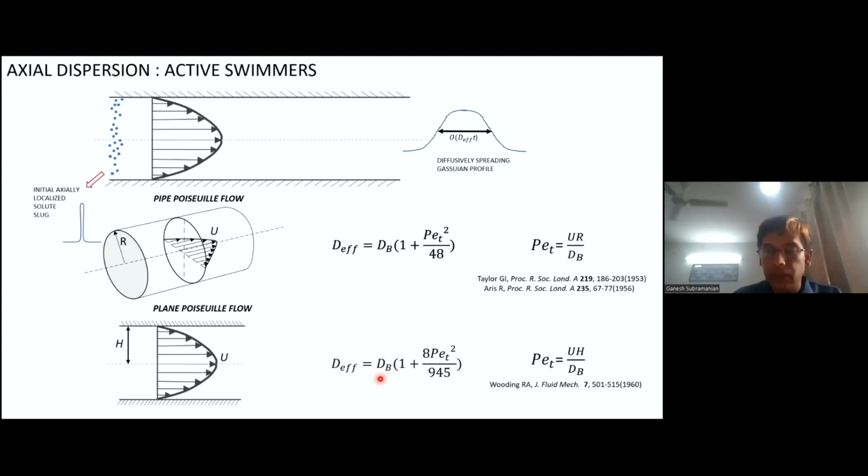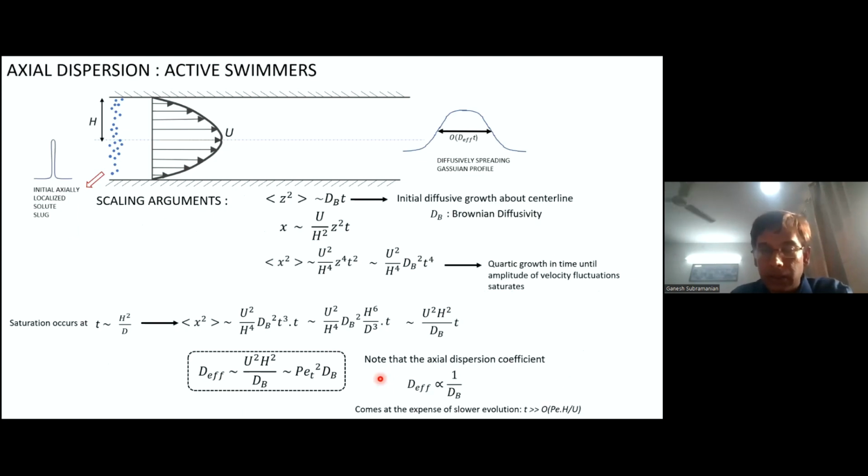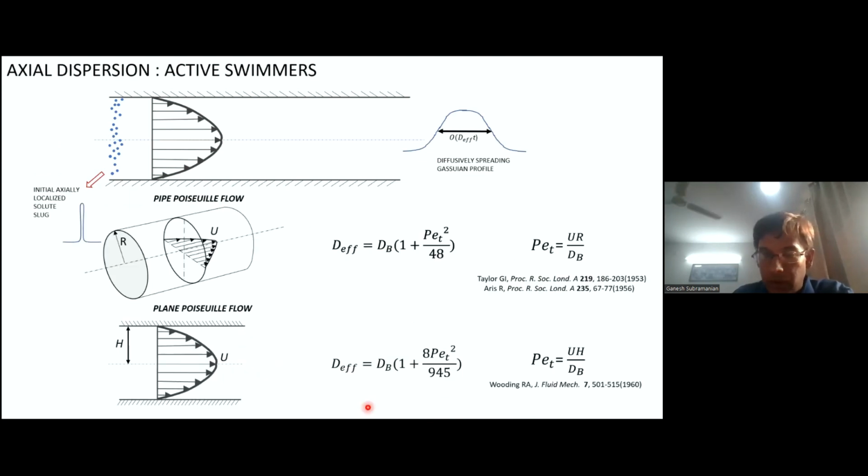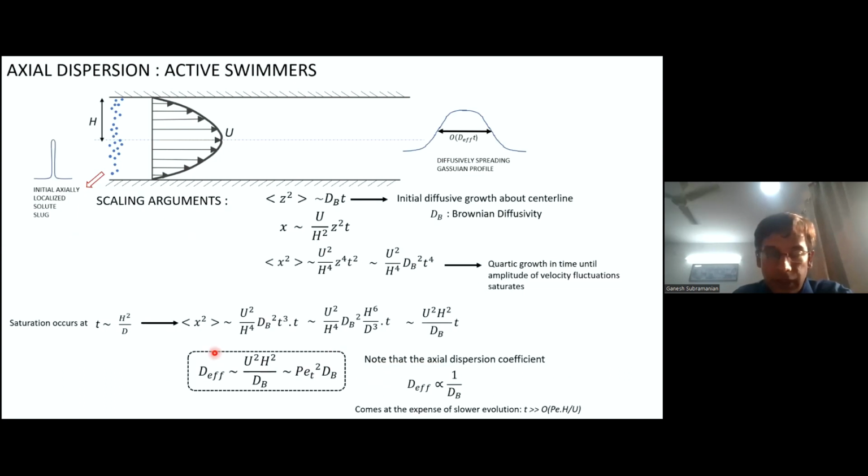And this is counterintuitive because if you write the actual contribution, in other words, multiply the Peclet squared by that diffusivity, you realize that the effective diffusivity is scaling inversely as the original diffusivity. So the smaller the original solute diffusivity, the more rapid is the axial dispersion, because the greater is the effective diffusivity.